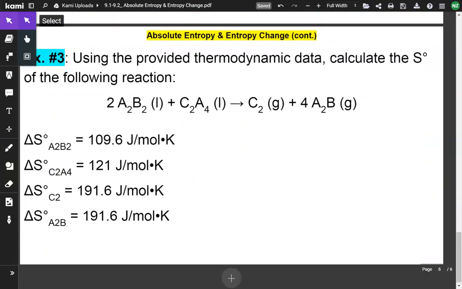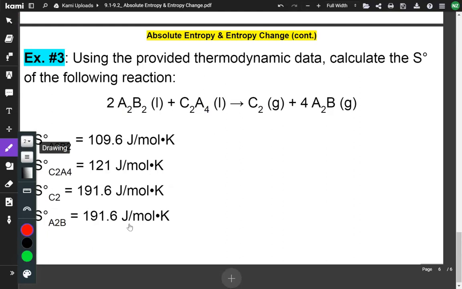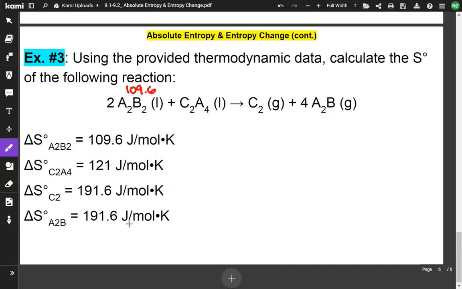All right, let's do another example. Number 3 says, use the following thermodynamic data, calculate the delta S of the following reaction. Okay, so same thing. This time we don't actually have chemical compounds, we've just got letters. Exactly the same thing. So A2B2 is 109.6. C2A4 is 121. C2 is 191.6. And then A2B is 191.6.